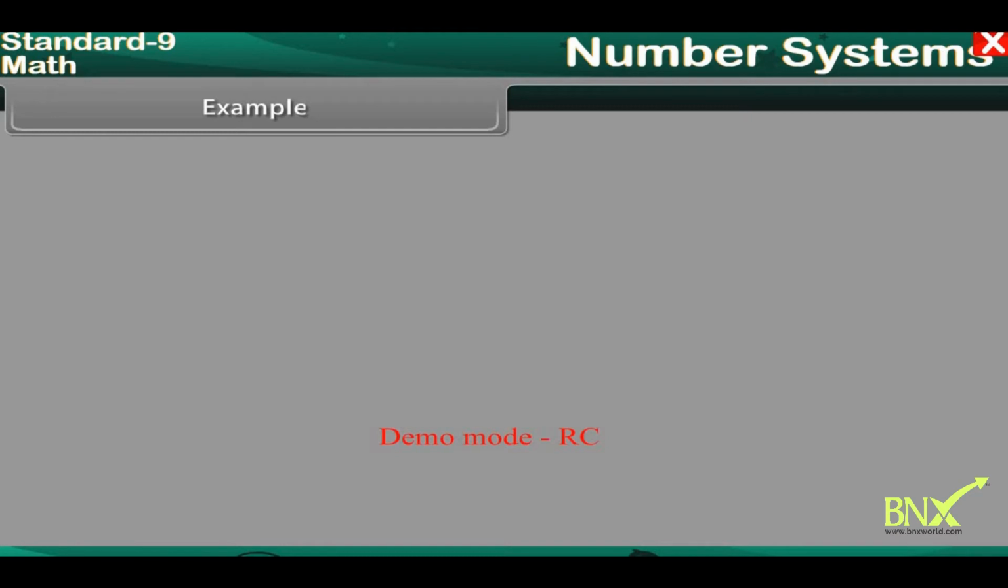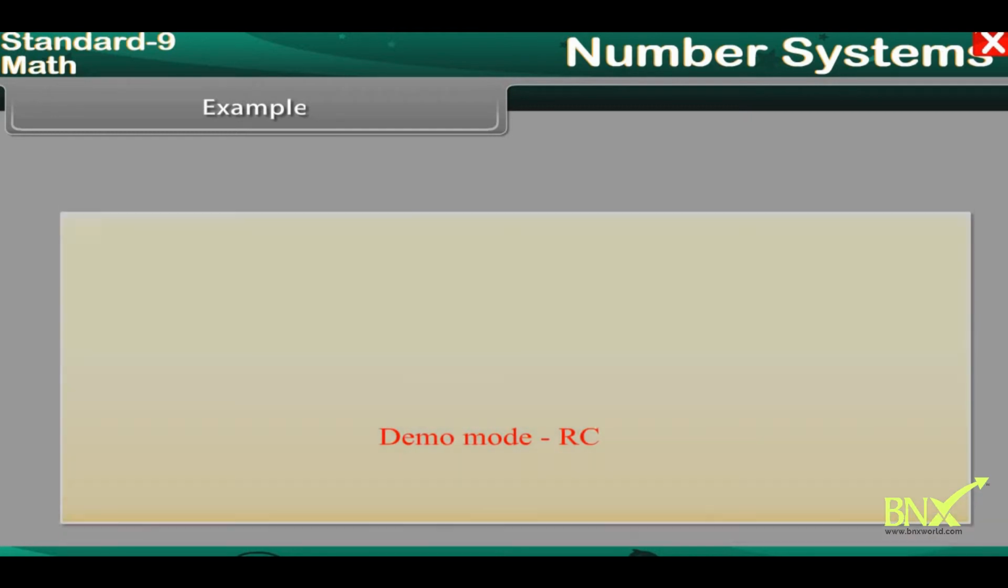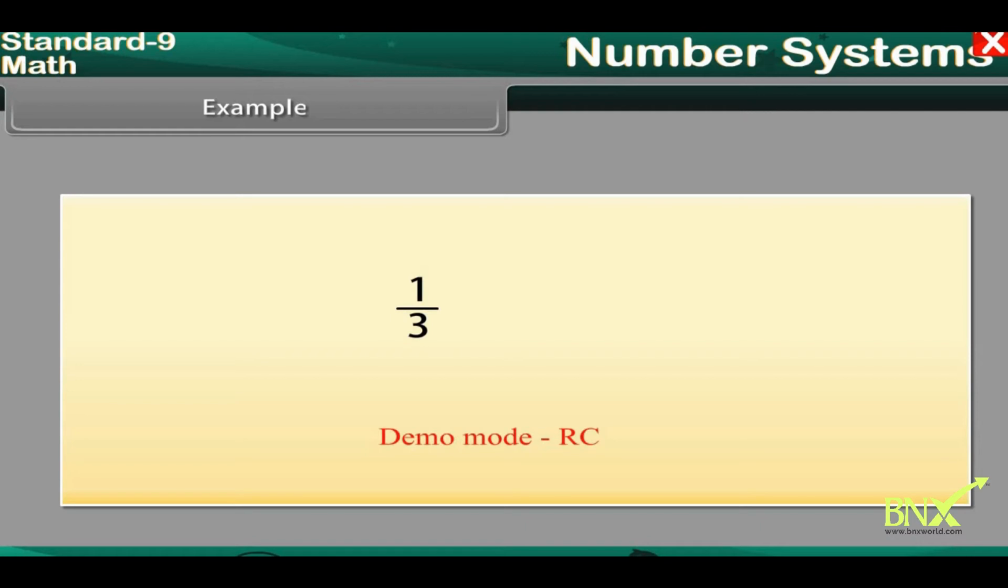Example. Let us now have a look at one example. 1 by 3 is a rational number. The decimal expansion of 1 by 3 is 0.3, 3, 3, 3, and so on. And we can see that 3 is repeating here. We write it as 0.3 bar. Let's take another example.